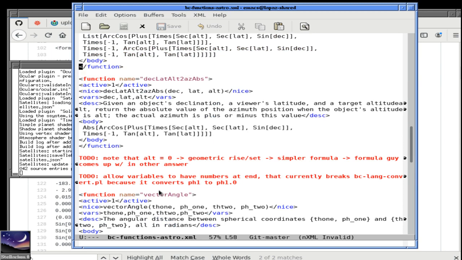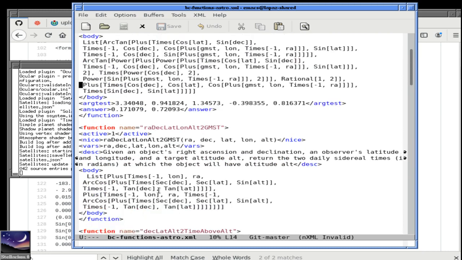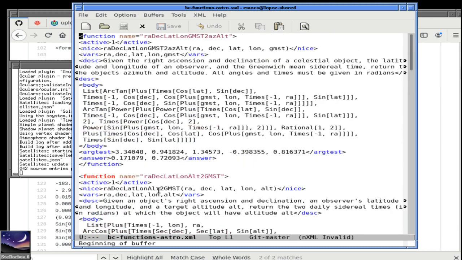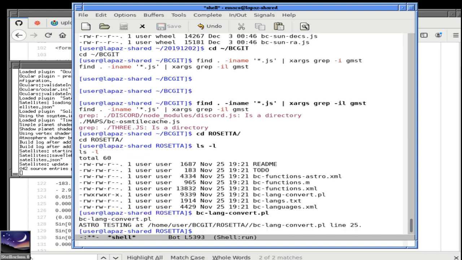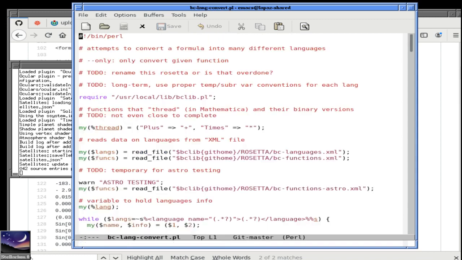Yeah, one. So now, how are we going to convert this to multiple languages? That beats the hell out of me. All right, let's do that. And somewhere in here I have a Perl script, the bclang convert. You'll notice the Perl script name is really confusing. Astro testing. Oh, let's see what horrible things I've done to bclang convert. Actually, this might have done it. It's pretty quick.